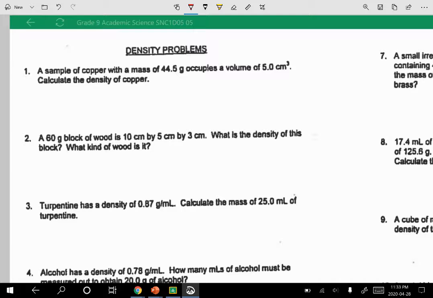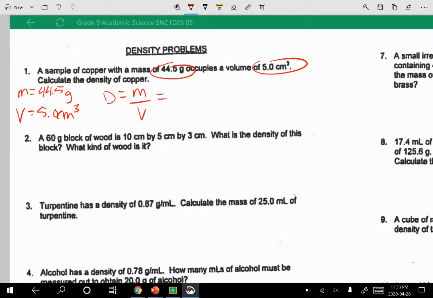A sample of copper with a mass of 44.5 grams occupies a volume of 5 cubic centimeters. Calculate the density. Just like with all our other stuff, the proper way to solve these will be mass equals 44.5 grams. The volume is equal to 5.0 centimeters cubed. The formula is mass over volume. Density equals mass over volume.